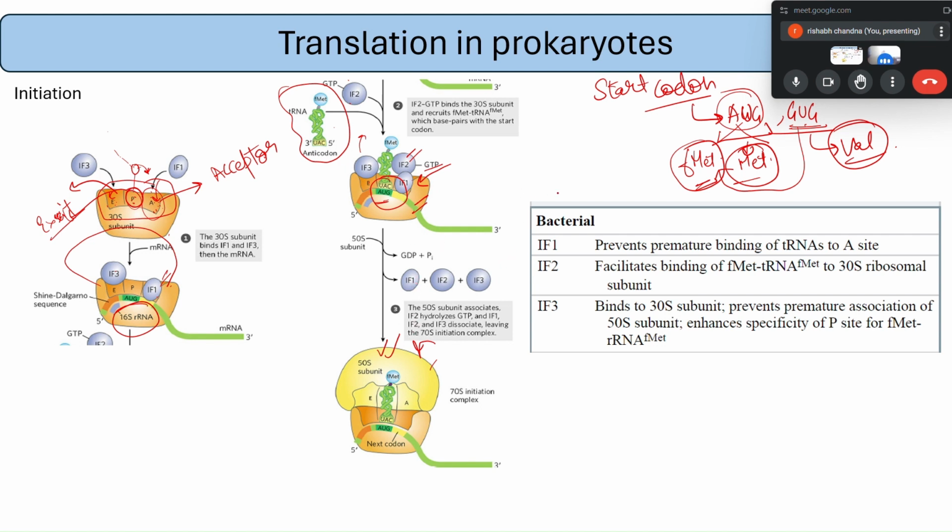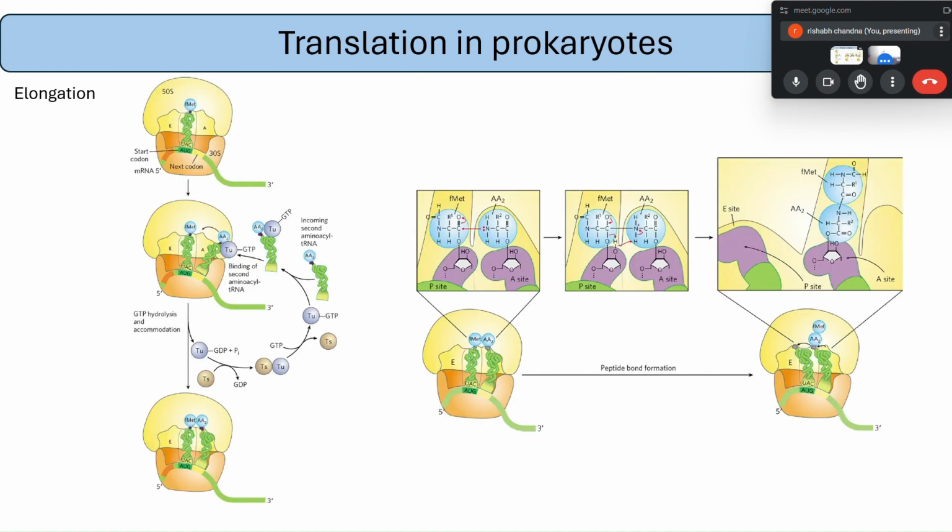So these are the functions of all three initiation factors and how they help in the process of initiation. Now this is the 70S initiation complex, with the small subunit, large subunit, and the formylated methionine tRNA bound to the start codon. Now comes the process of elongation. Elongation is divided into three steps. First is the addition of the other tRNA, then the formation of the peptide bond, and third is the translocation to the E site.